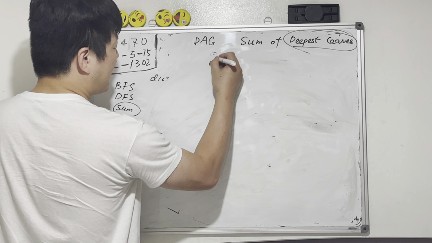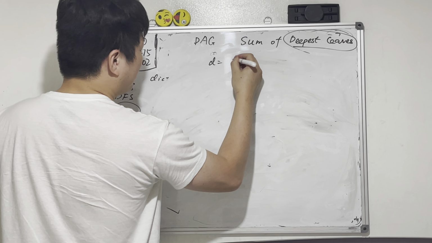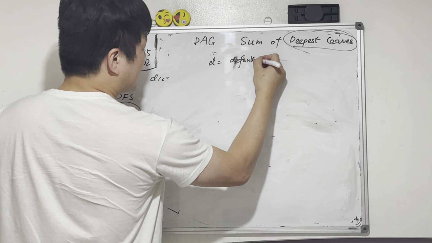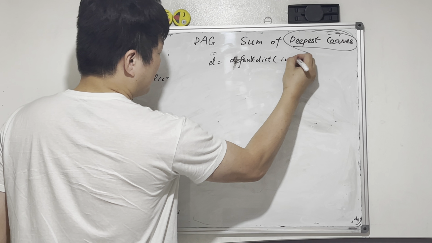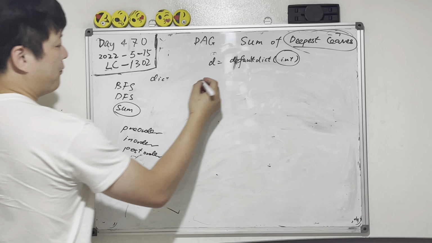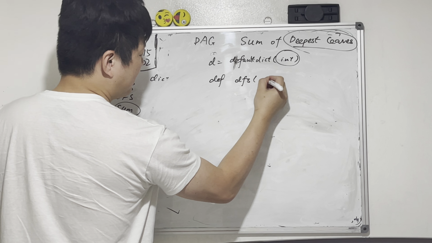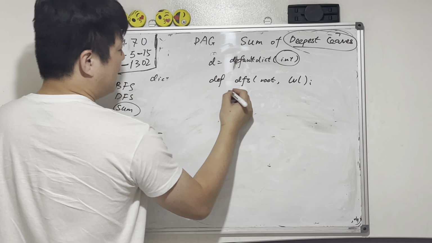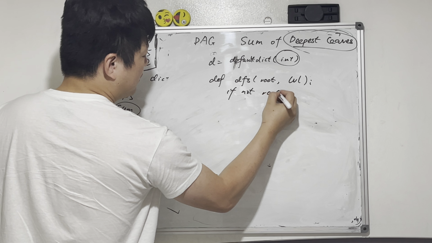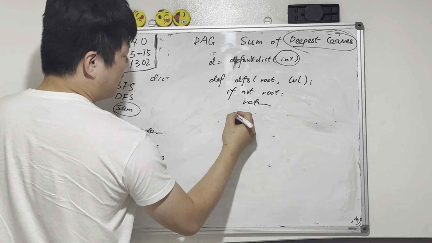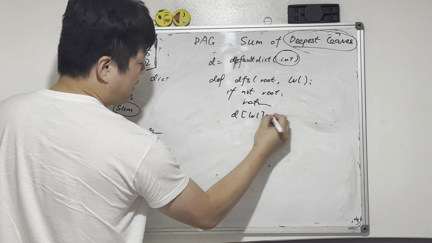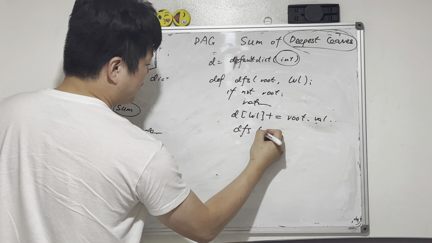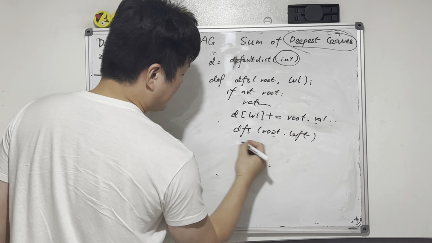Okay, and let's say D equals a default dictionary, because we want to be able to use this default key, which is initialized to 0 if the value type is int. Define depth search, with the first parameter as the root and the second parameter as the level. If not root, we just return. Otherwise, D[level] += root.value, and then we traverse the left tree and the right tree.